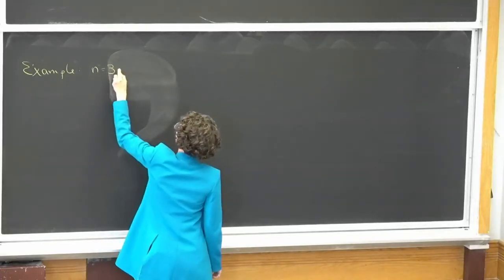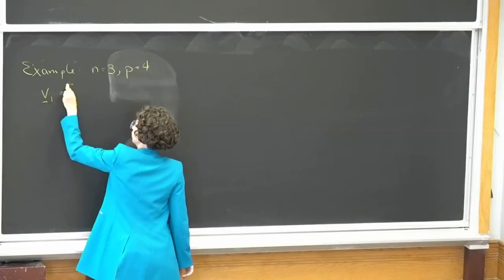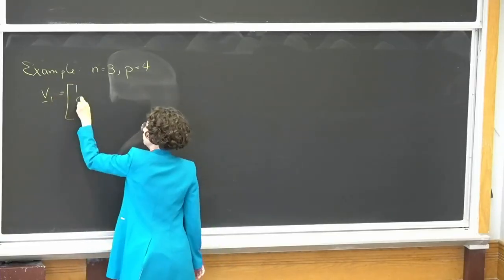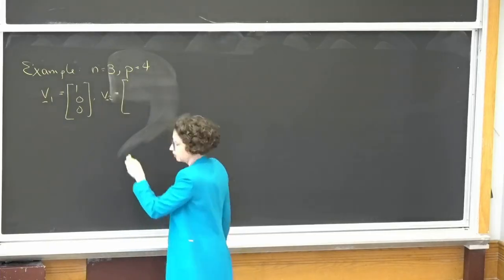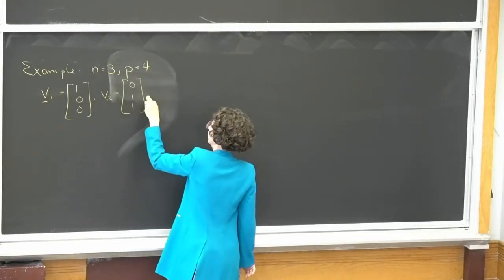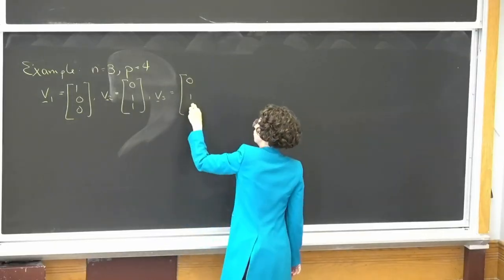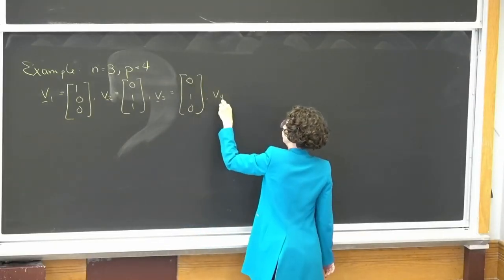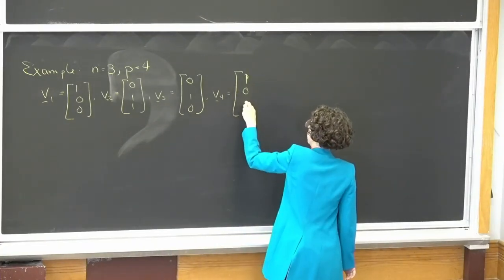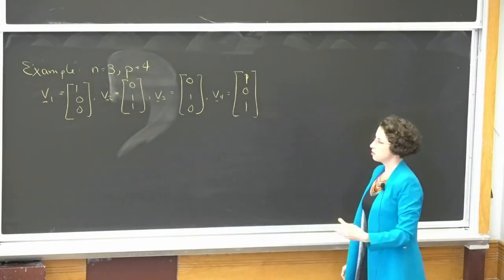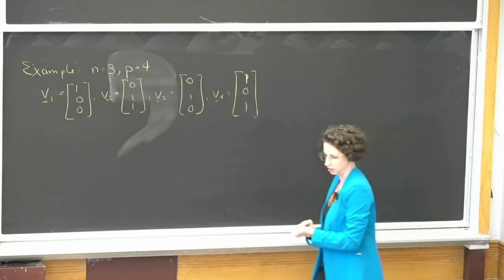I think I wrote it wrong and said it wrong. So my V1 is going to be 1, 0, 0. V2 is going to be 0, 1, 1. V3 is going to be 0, 1, 0. And V4 is going to be 1, 0, 1. So now the question is, are these vectors linearly independent or not?